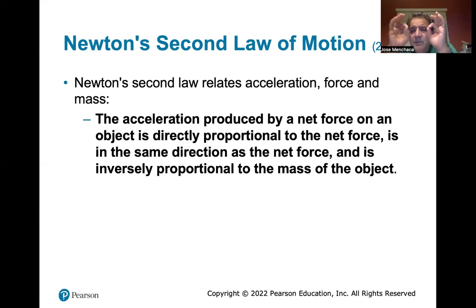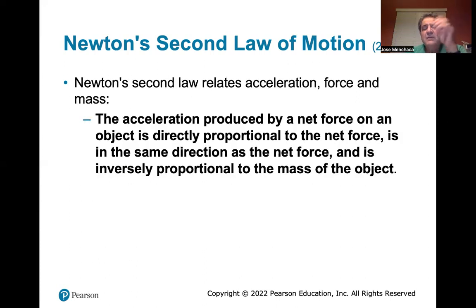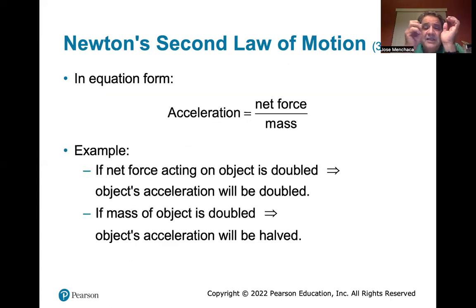Now, let's look at the second one, is in the same direction as the net force. We'll get there. Force equals mass times acceleration, or the way he has it here, acceleration is equal to the net force divided by the mass.